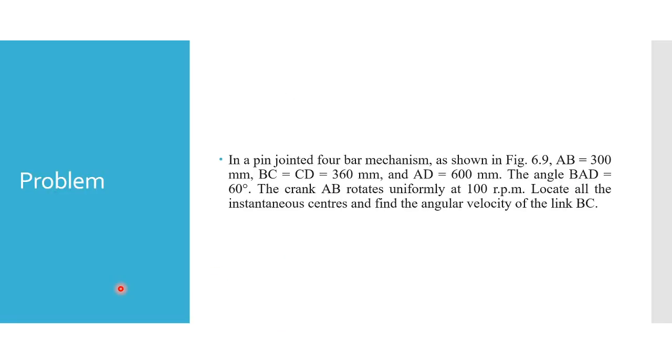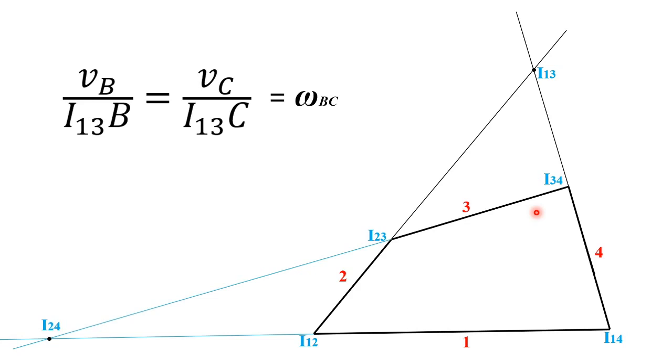So you need only I13 because the question says the crank rotates uniformly at 100 rpm. The question is to locate all instantaneous centers. Then you have to locate all instantaneous centers. Okay, and find the angular velocity of link BC. So the angular velocity of link BC you have to find. The points are the same in this question, only the diagram or orientation will not be the same. So this relation will be the same. This relation you can use.